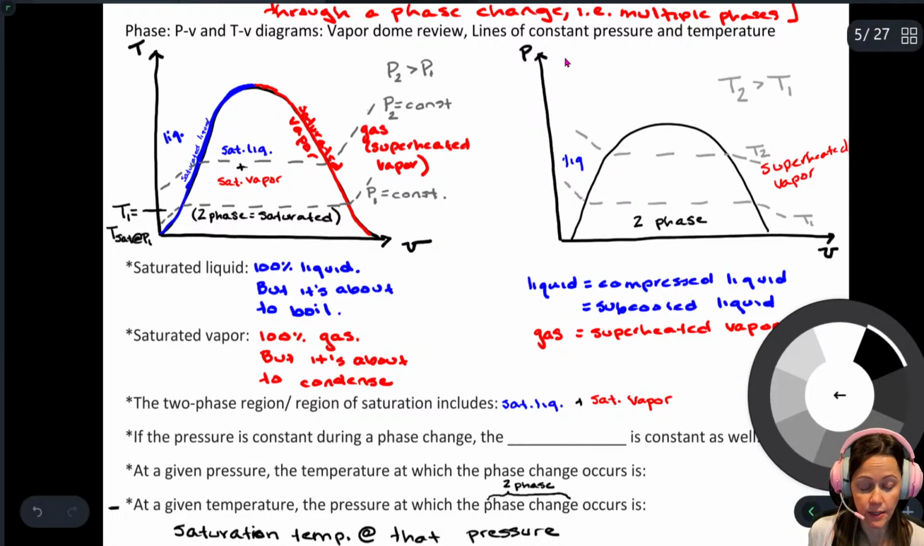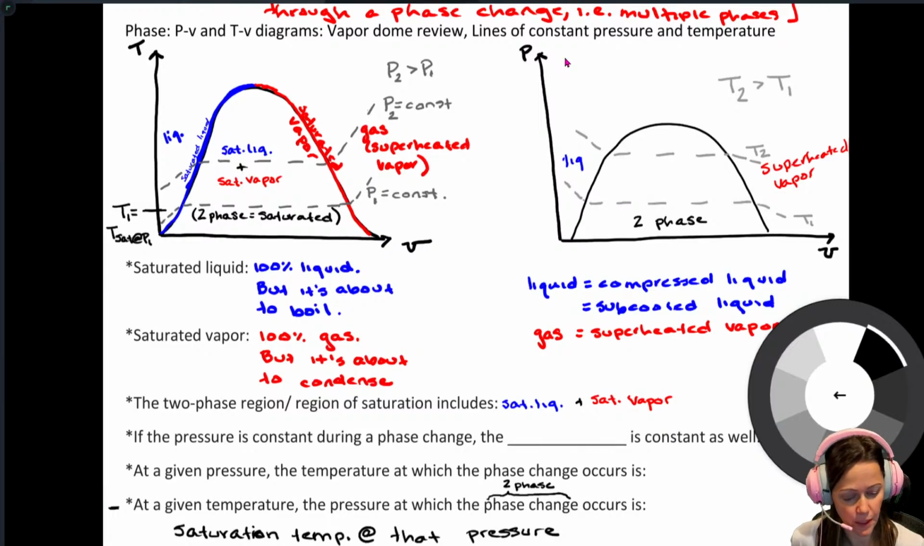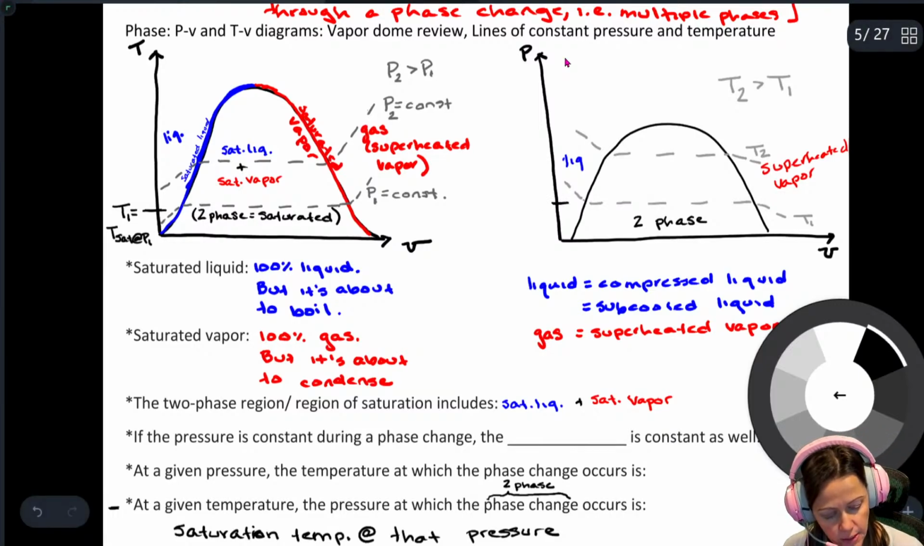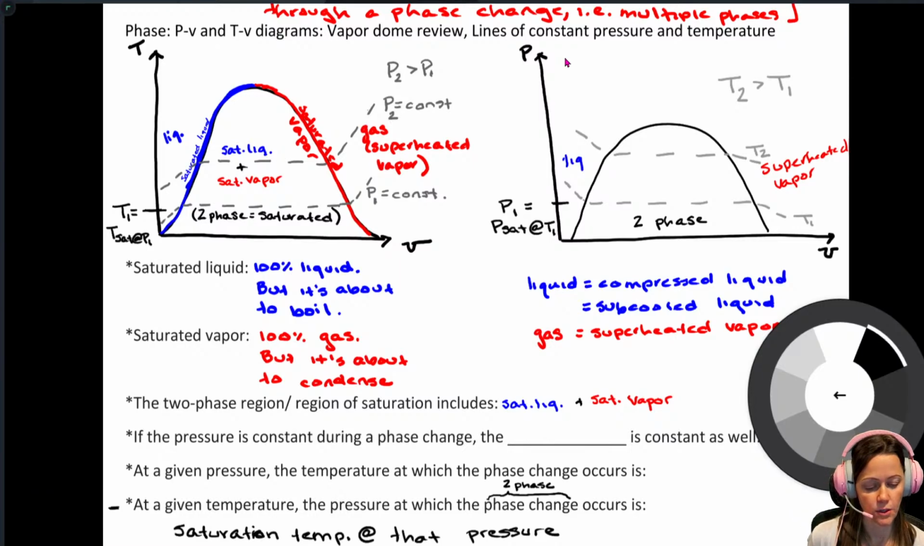And so I could also define a saturation pressure. Let's call this P1, just to give it a name, but this would be the saturation pressure at T1, Psat at T1. So at a given pressure, if your substance is in that two-phase region under the dome, there's only one possible temperature that it could be at. And vice versa. If it's at a given temperature in that two-phase region, there's only one possible pressure that it could be at. That's the saturation pressure.